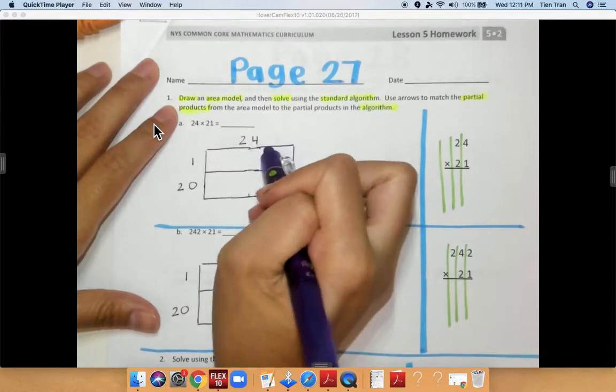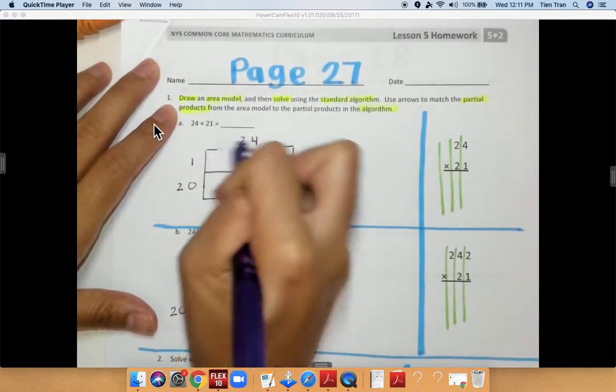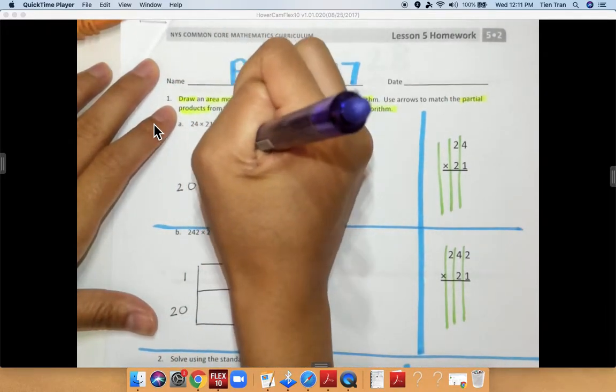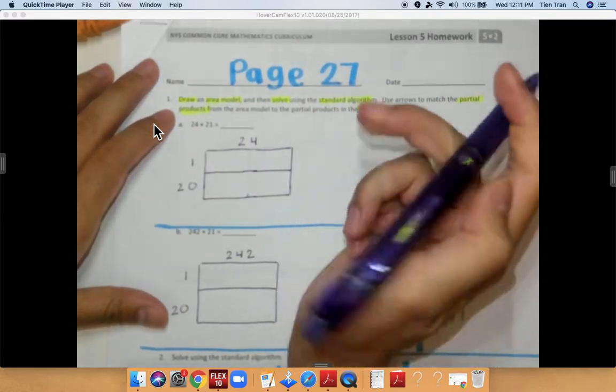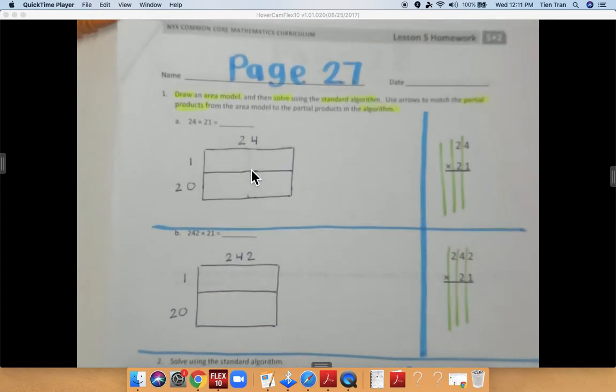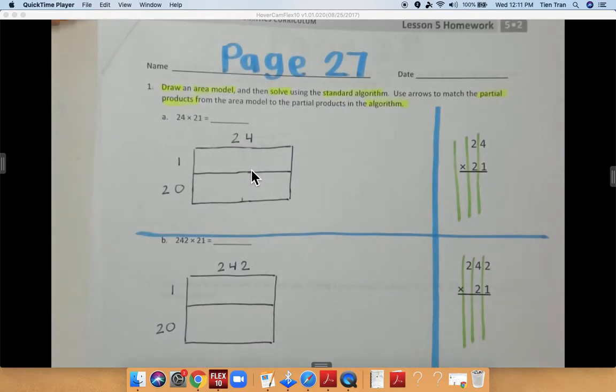So what they want you to do is solve using the area model. We've used the area model before when we were solving for decimals. So we are revisiting that idea here in this lesson for lesson 5 homework. So I'm going to zoom in a little bit.